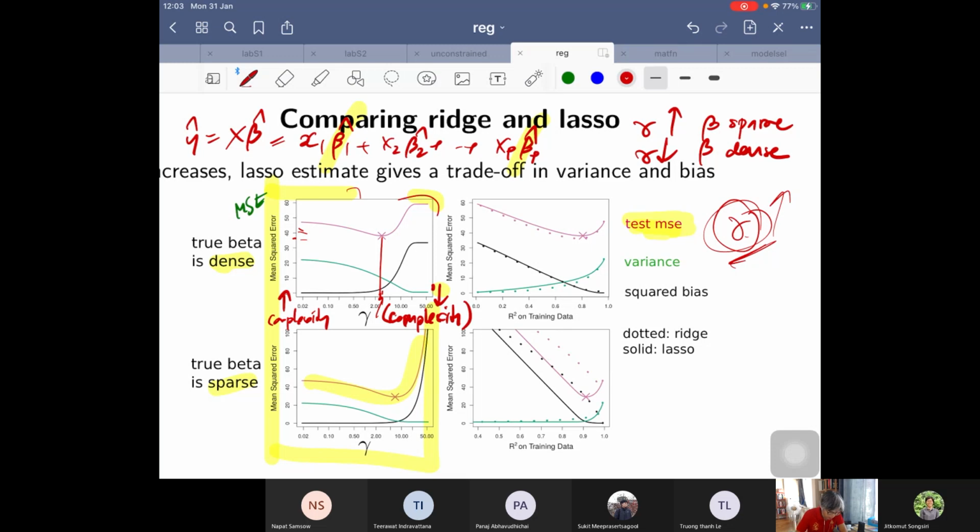gamma here, and now I look at the other case where my true beta is sparse, it turns out that my best choice of gamma is shifted a little bit to the right-hand side. So what conclusion can we draw from here? Napat? When the true beta is sparse, the gamma is higher than in the dense case. Which further means? The model is less complex.